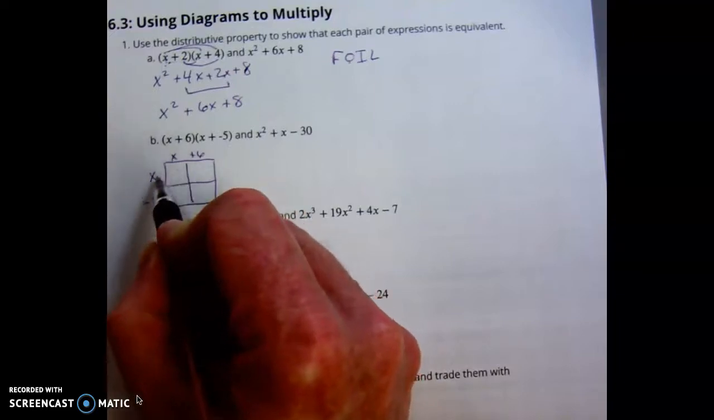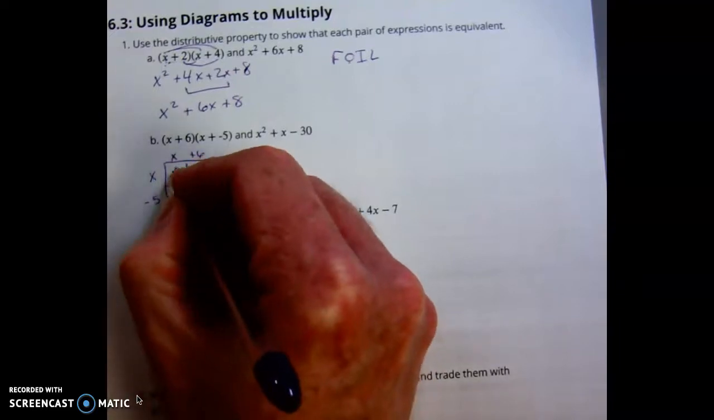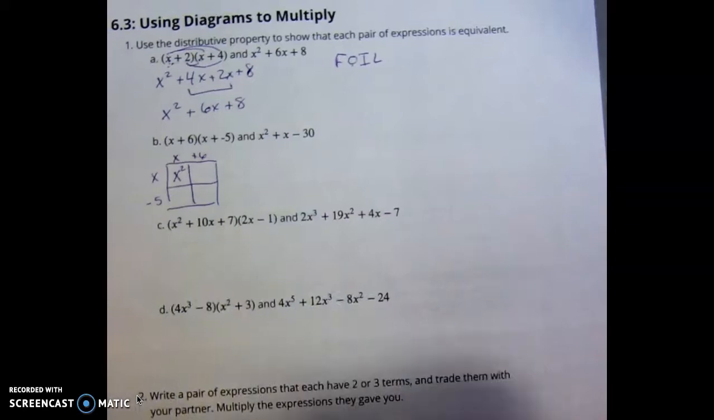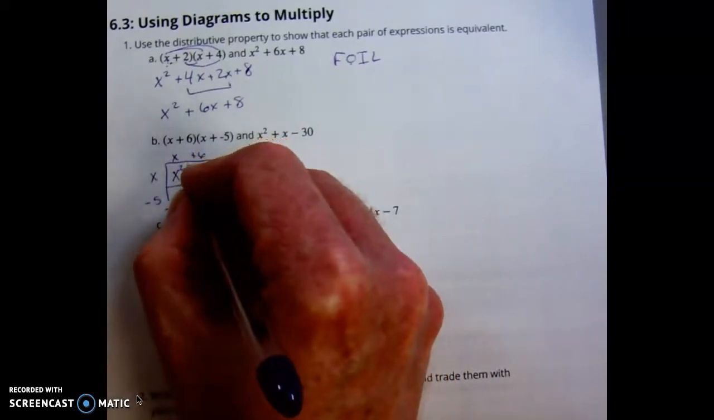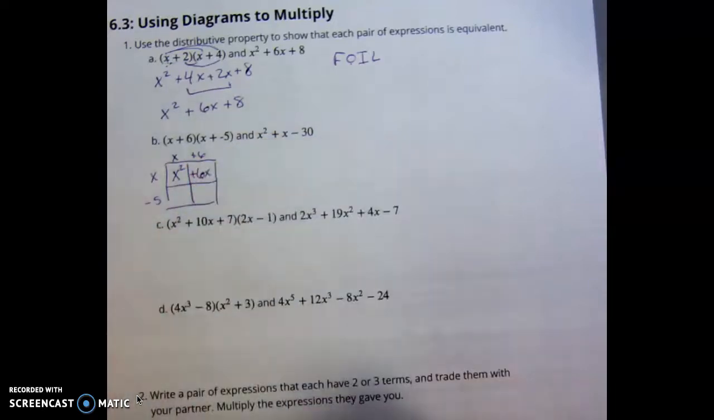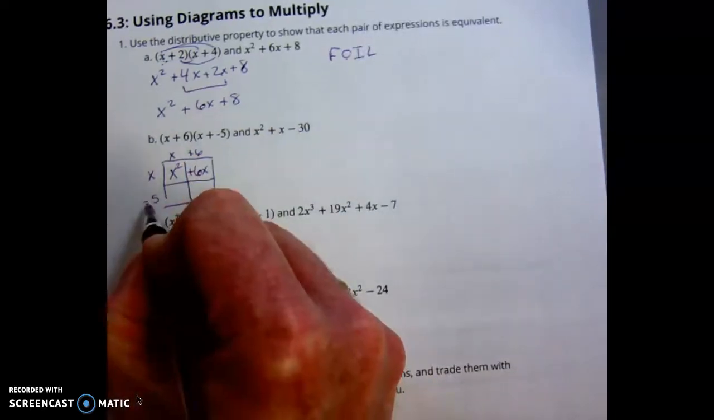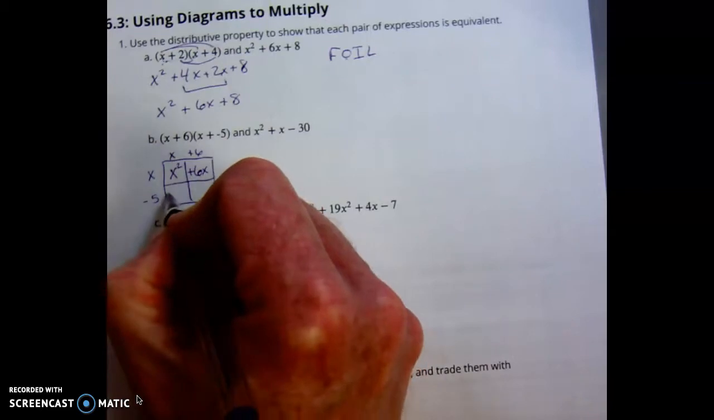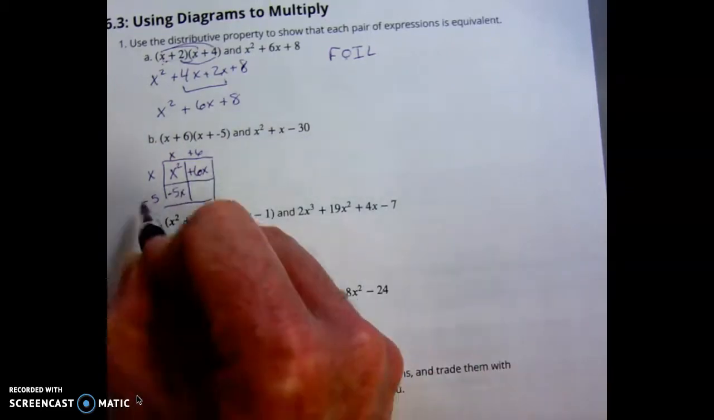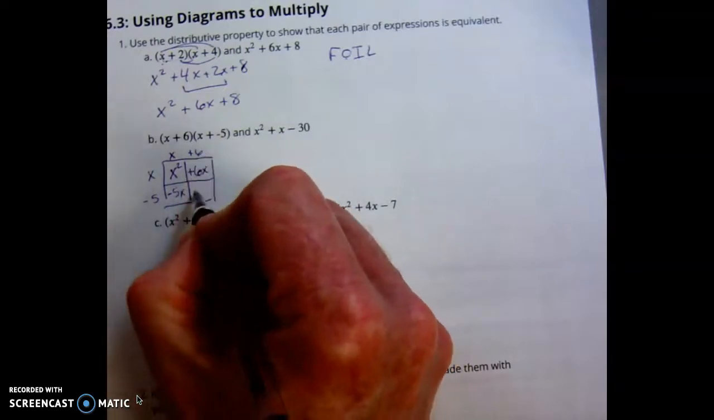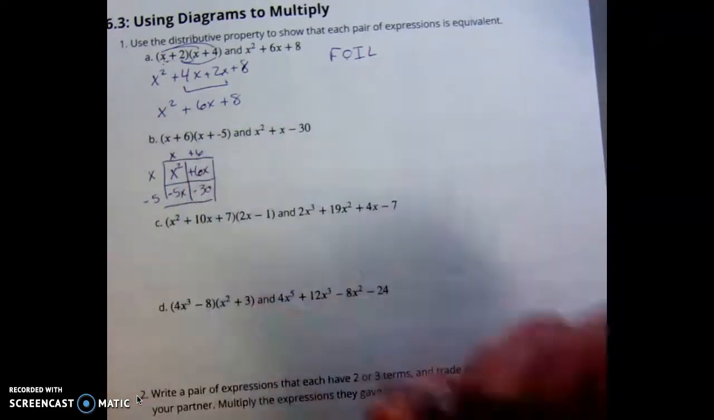So x times x gives me x squared. X times a positive 6 would give me plus 6x. Negative 5 times an x would give me minus 5x. And then negative 5 times positive 6 would give us negative 30.